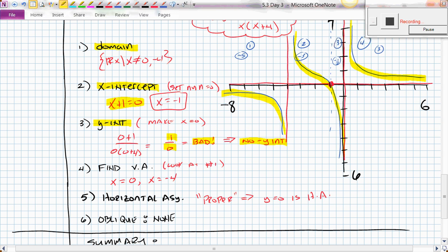Okay, step 4 is to find the vertical asymptote, and you just look at number 1, basically, because we found the domain, because the vertical asymptote and the domain are the same thing.